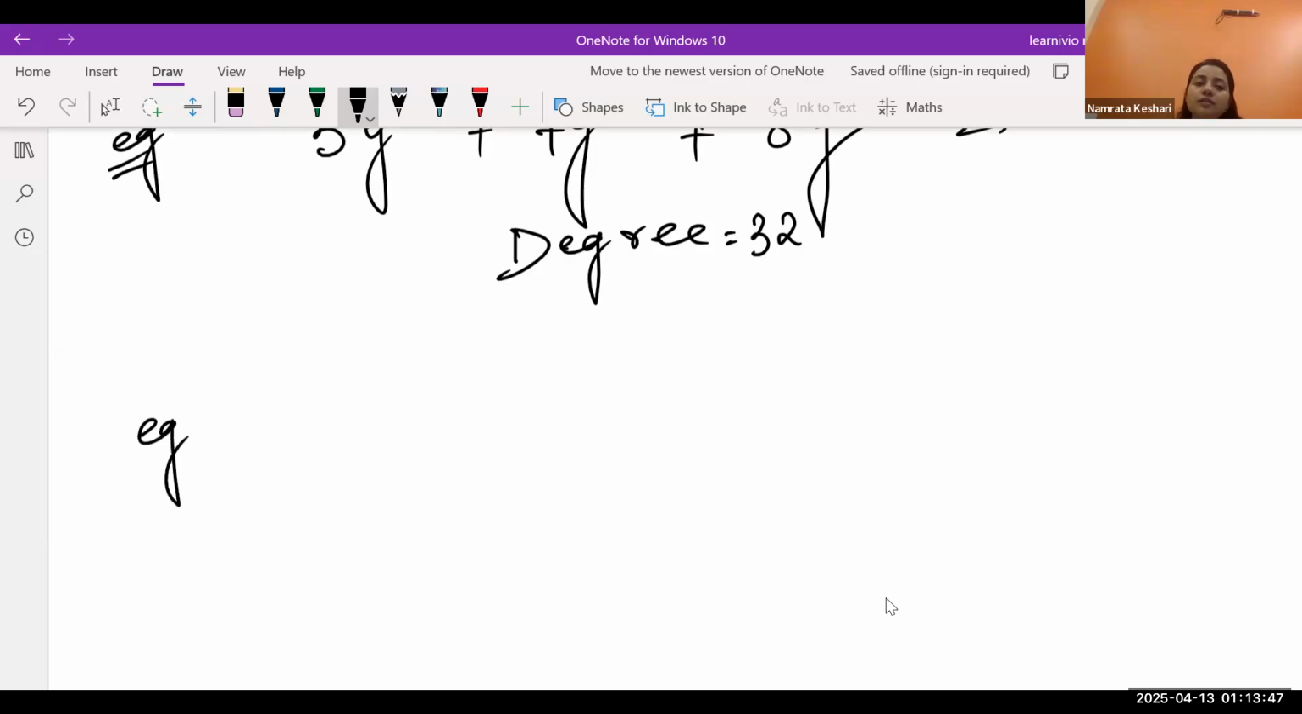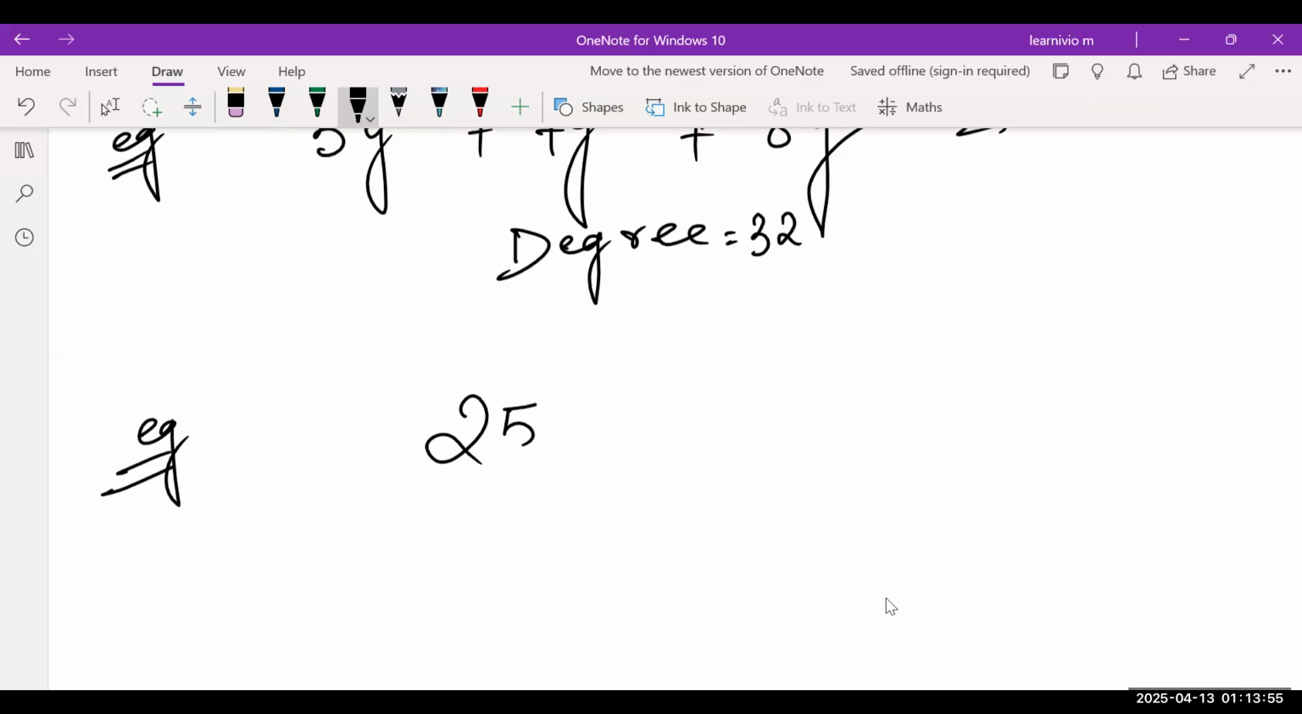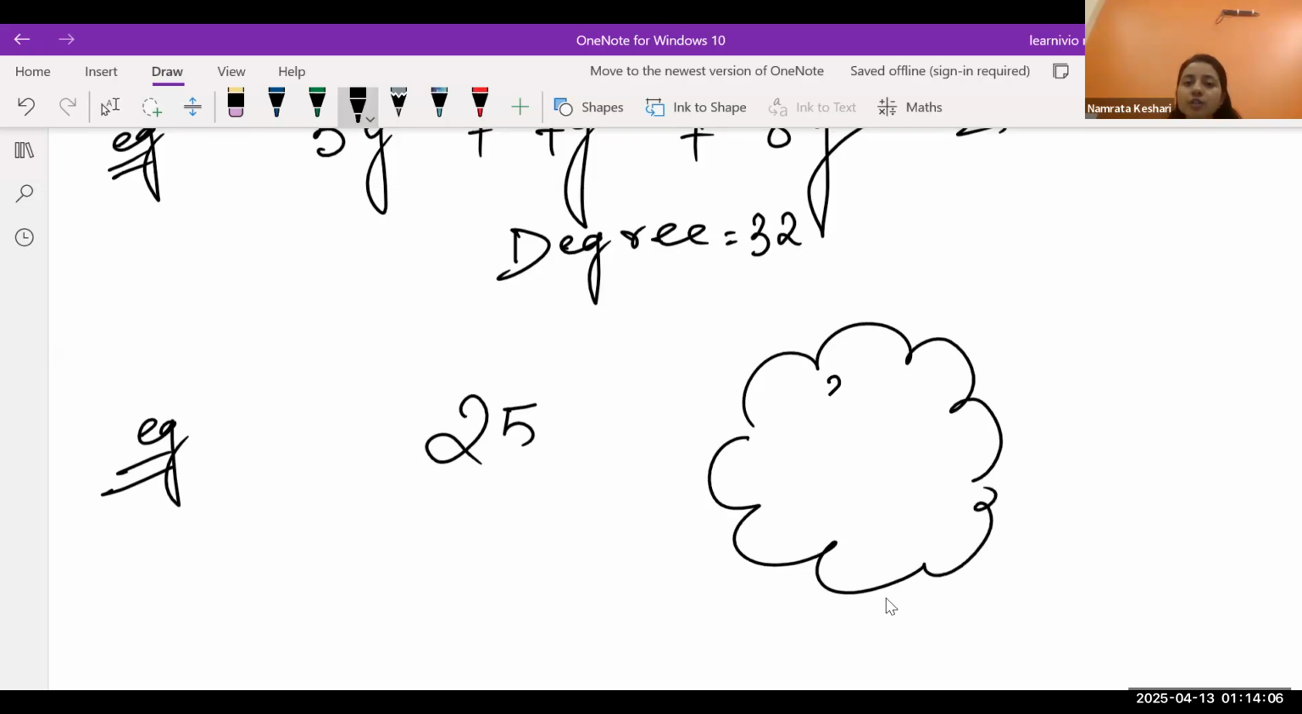Now, suppose we have just 25. Is it a polynomial? Yes, it is a polynomial, right? Last day we were discussing that this 25 can be written as 25 into 1, which is the same thing. We are not changing anything. And this 1 can be taken as maybe x to the power 0 or y to the power 0, whatever your wish. Because anything having power 0 is just 1, right?